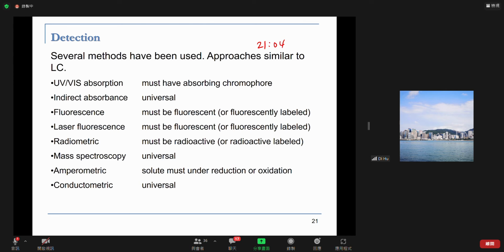The most challenging part of the CE detector is the small diameter of the capillary tube and also the small sample volume encountered, because you are dealing with injections of several nanoliters. That means your detection method needs to be pretty sensitive. You can see the fluorescence, laser fluorescence, also radiometric, mass spectrometer, and even conductivity.